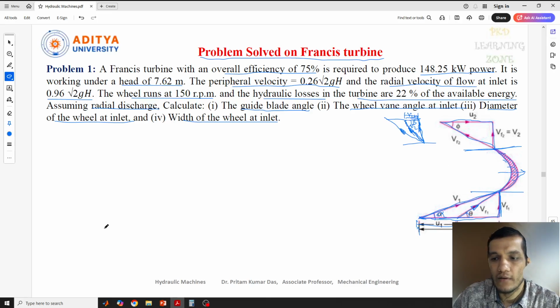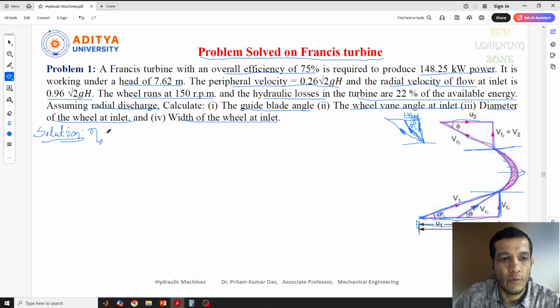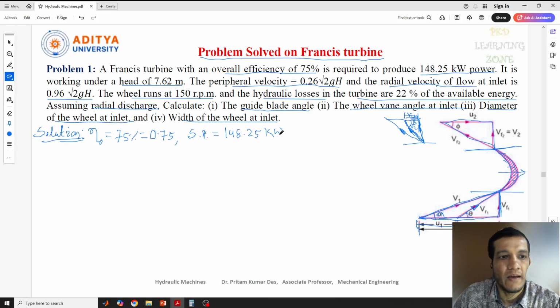So now to solve this problem, first let's write down the data given, and then we'll see how to calculate. In the first line itself, you can see the overall efficiency is given, that is 75%. Overall efficiency, you can write eta naught equal to 75%, or else we can write 0.75. Similarly, the power to be produced is given. That is the shaft power, which you can write as 148.25 kilowatt. Similarly, it is working under a head h of 7.62 meter.